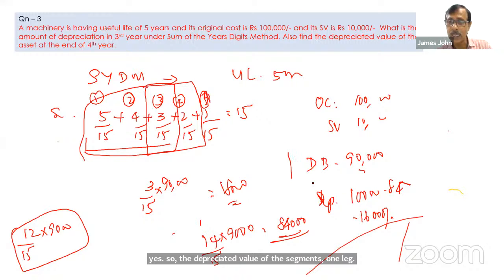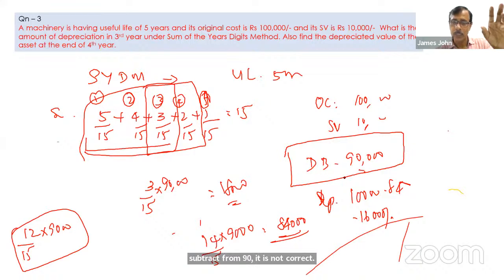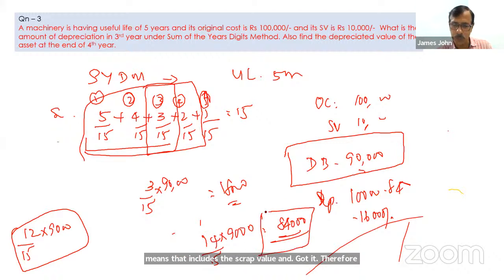Students may get confused. They will subtract from 90,000. It is not correct. Look, the 10,000 scrap value will be in the books of the company until they dispose of it. So the book value or the written down value or the depreciated value includes the scrap value also. Got it? Therefore, total depreciation provided is 84,000. So the depreciated value of the asset is not 90,000 minus 84,000. It is 1 lakh minus 84,000. That is 16,000.